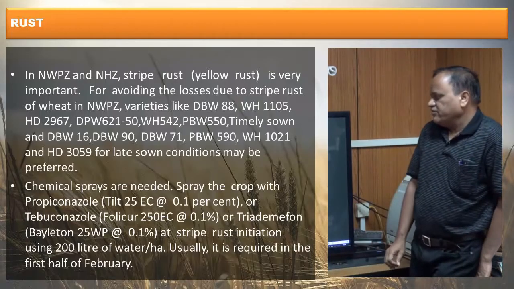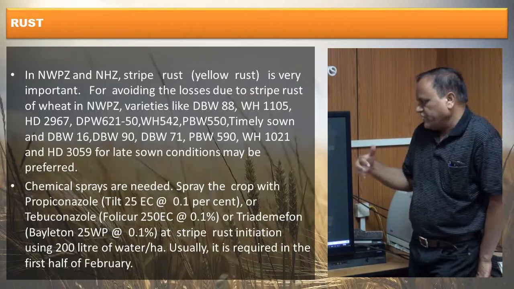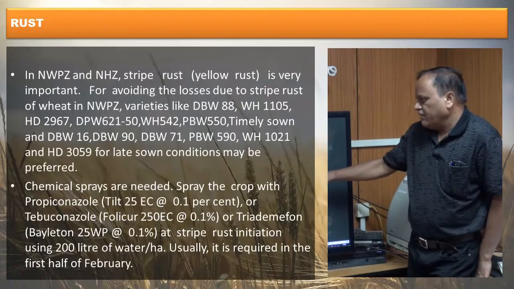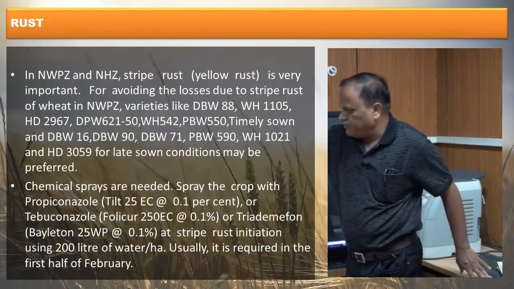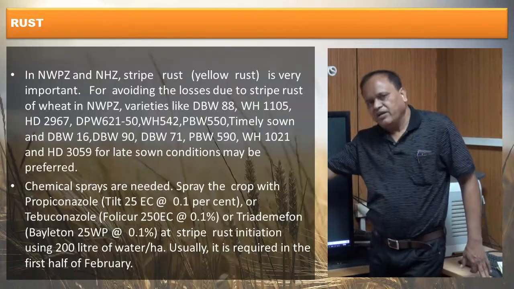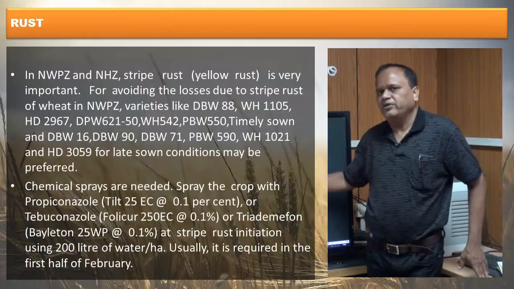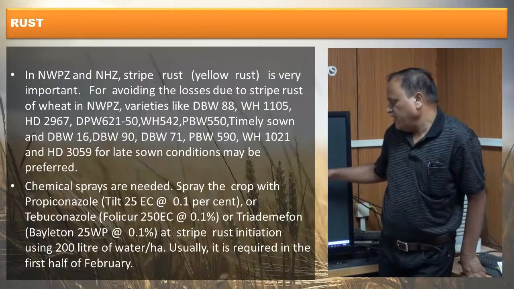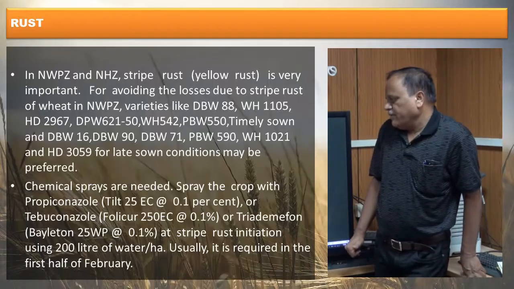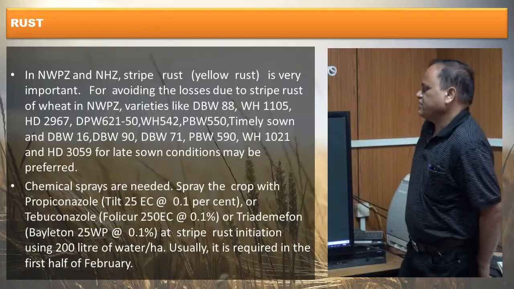And if farmers want to grow in late sown, then there are varieties which are resistant to yellow rust, and those varieties are DBW16, DBW90, DBW71, PBW590, WH1021, and HD3059. For the late sown condition, these may be preferred to escape from stripe rust or yellow rust.